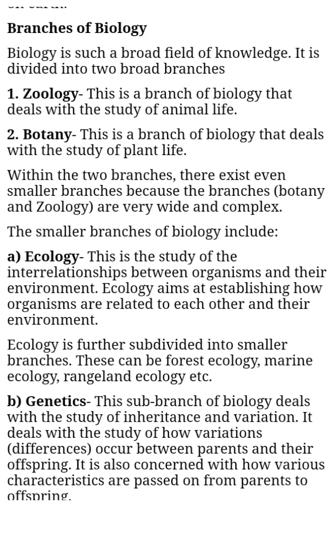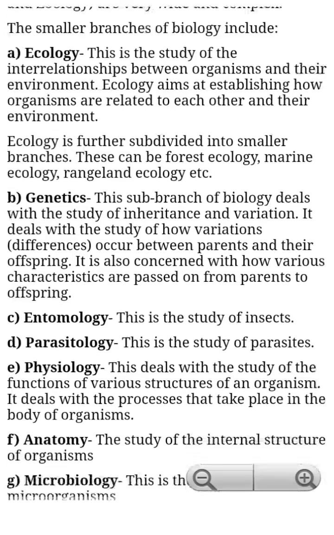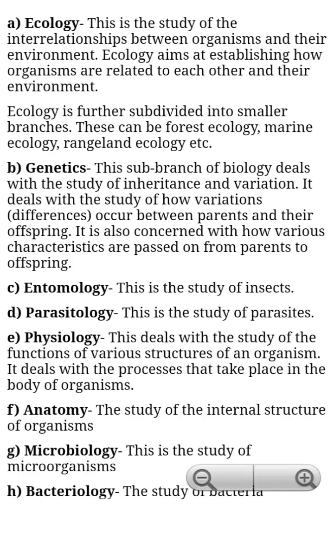Within the two branches, there exist even smaller branches because the branches, that is botany and zoology, are very wide and complex. The smaller branches of biology include, one, ecology, which is the study of the interrelationships between organisms and their environment. Ecology aims at establishing how organisms are related to each other in the environment. Ecology is further subdivided into smaller branches. This can be forest ecology, marine ecology, rangeland ecology, etc.